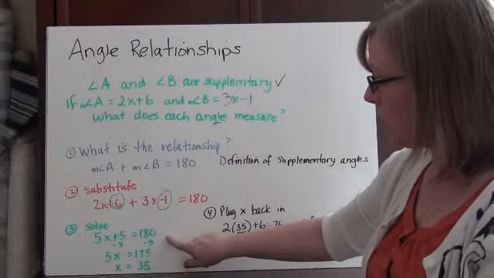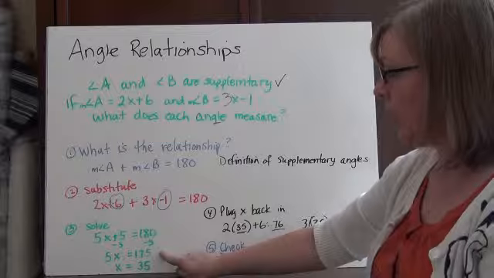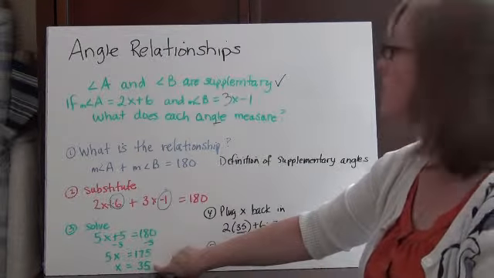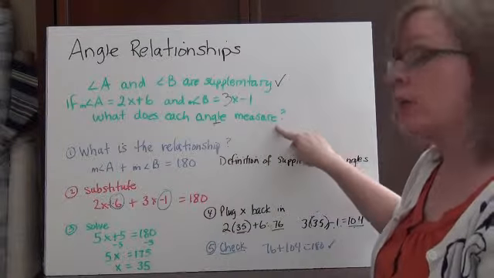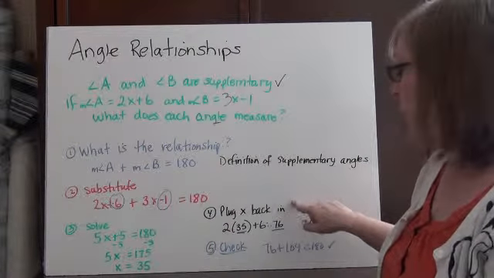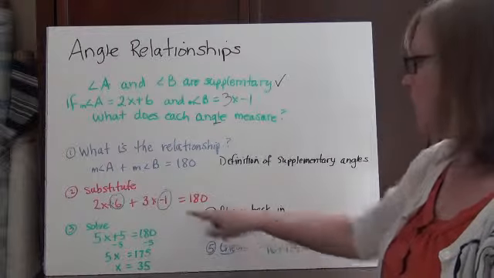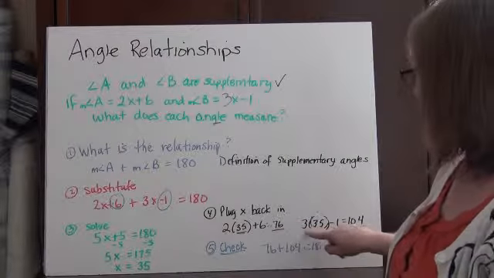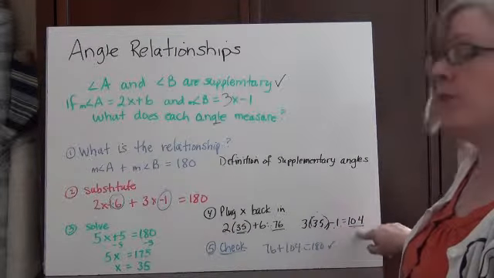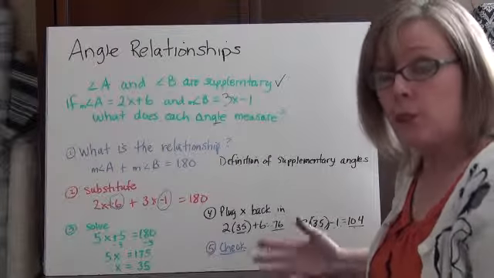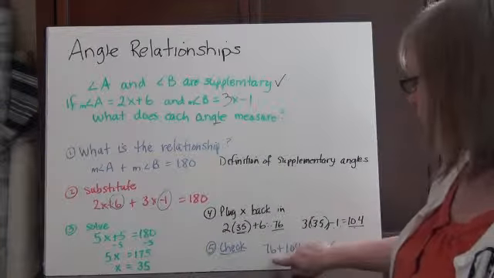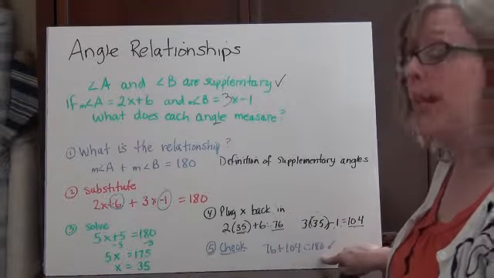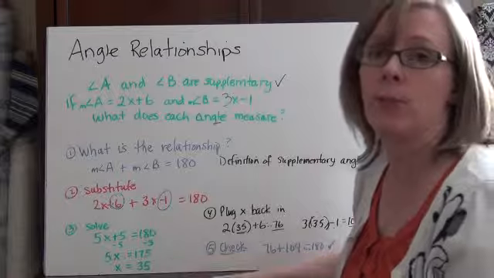So I subtracted 5 from both sides and got 5x equals 175. Divided both sides by 5, because that was in front of my x, and I got x equals 35. But they asked me, what is the angle measure? So my last step is to go back and plug it back in. 2x plus 6, 2 times 35 plus 6 is 76. And 3 times 35 minus 1 is 104. And since they're both supposed to add to 180 together, I just quickly checked my work by saying 76 plus 104, and it does equal 180, so I felt like I had gotten the problem correct.